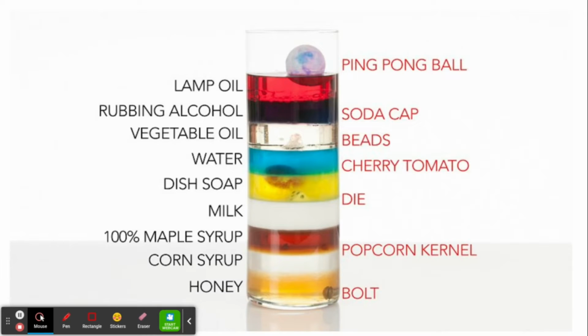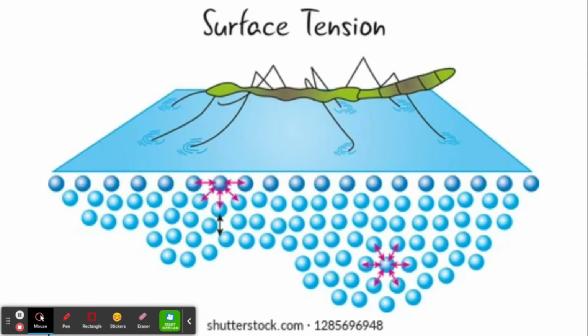So here's an example of that with a density column, where lamp oil is the least dense and honey is the most dense liquid on the bottom. And these are arranged in a decreasing amount of density. Lamp oil is the least dense, honey is the most dense. Now, why did the magical milk happen? Why did the food dye swirl on the surface? Well, that's because of 2 things, surface tension and surfactants.